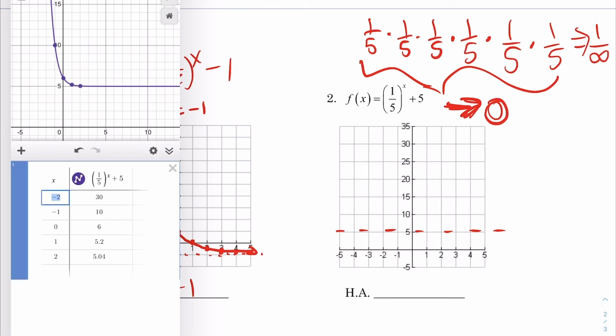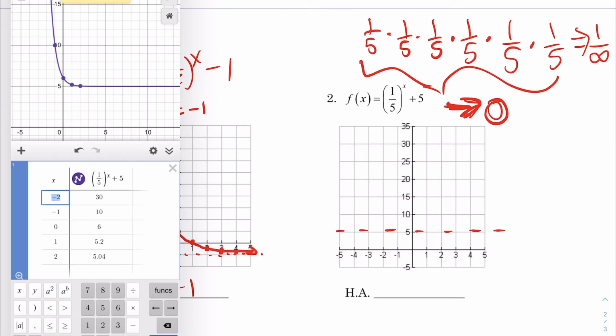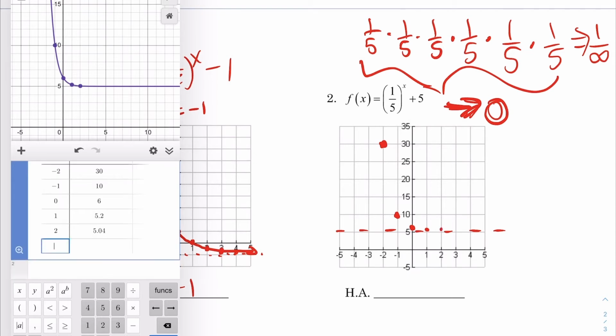Then we'll turn it into a table. -2 with +30, -1 with 10, 0, 6, 1 is barely above 5, 2 is even closer to 5, and then the last number we have that's on our graph would be 5, so let's just check that. 5 is even closer to 5.